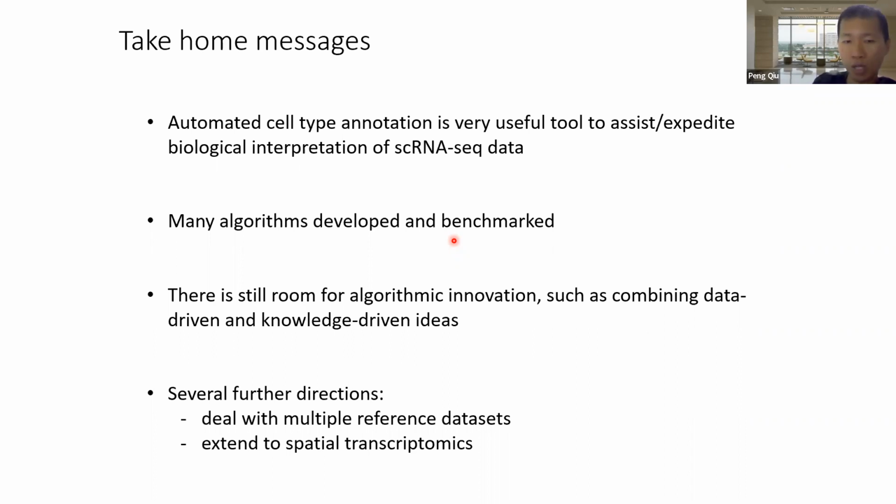And for those in the audience who are more interested in statistics and machine learning and algorithmic development, then, although this topic is a very crowded topic already, I do believe that there is still room for innovation and novel ideas to be explored, especially along the line of how to deal with multiple reference data sets.